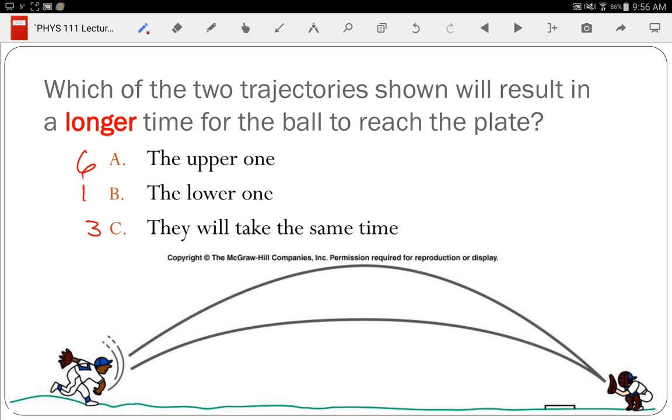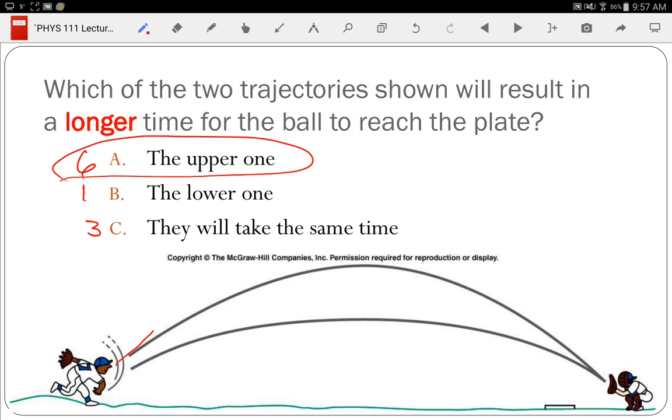We had 6 people that said the upper one will take more time, 1 person that said the lower one will take more time, and 3 people that said they're the same time. Now, the way to truly answer this question is really simple. The higher it goes, the longer it's going to be in the air. Because you have the acceleration of gravity, that constant acceleration is downward. So if you make it go higher, you have to throw it harder and it has to travel a bigger distance. So which one of them goes higher? Clearly the upper one. So the correct answer was the one that the majority answered. The upper one is going to be in the air longer.